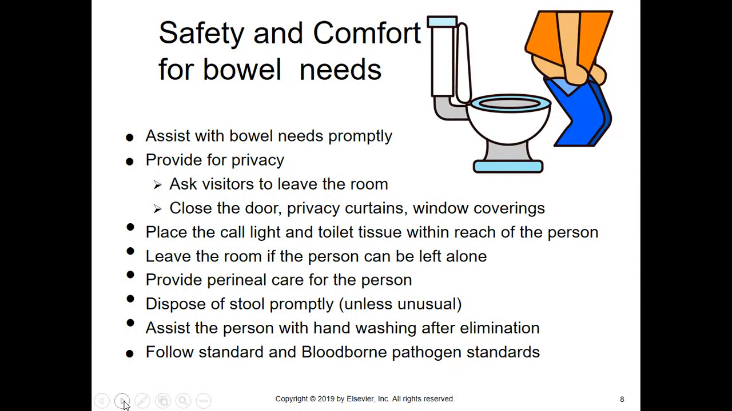Assist the person with hand washing. Always make sure that you help them wash their hands after they use the bathroom, whether urine or bowel movement. And make sure you're always following standard and bloodborne pathogens precautions, meaning you're wearing gloves and you are treating it as if not only their fecal matter, their stool, gets on you, but maybe that stool might have blood in it. So you're treating it like it's infected with some kind of blood-borne disease, like hepatitis. Make sure you wear gloves and wash your hands, especially if you come in contact with the fecal matter, because you're at risk. Okay.